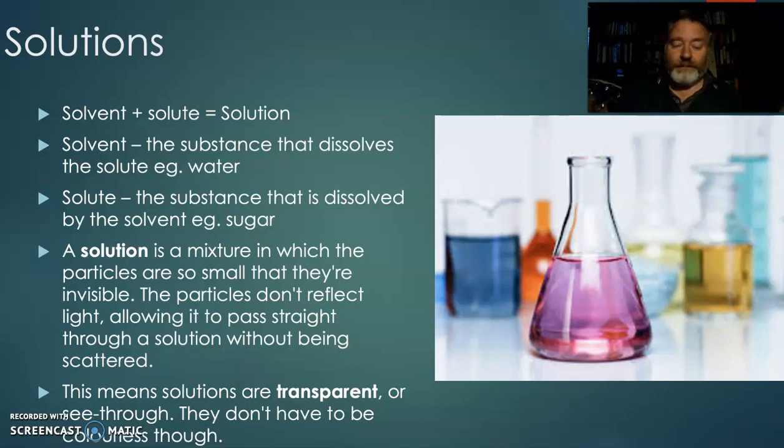So cup of coffee, the water is a solvent. Coffee, sugar, milk are all solutes. Generally, the particles are invisible. Now that doesn't quite count in the case of milk in the coffee, because the milk becomes a bit of an emulsion. We'll talk about that a bit later. And so it's generally the particles won't reflect light and they'll let it pass straight through. So we call that being transparent. That doesn't mean it's coloured. So you can see these solutions here. They're coloured, but they allow light through. They don't let light reflect.